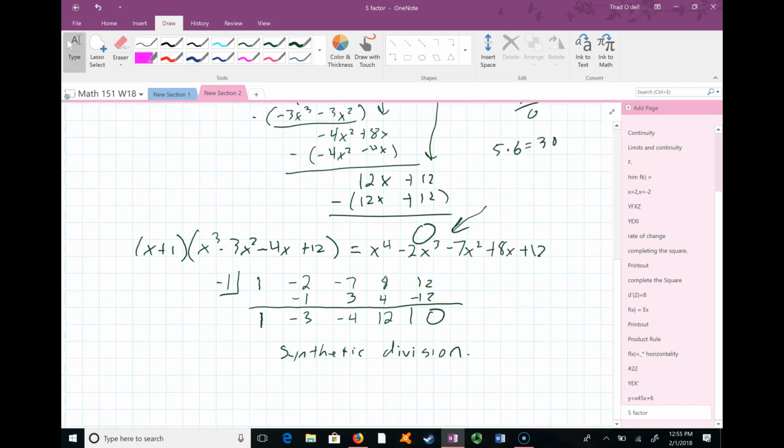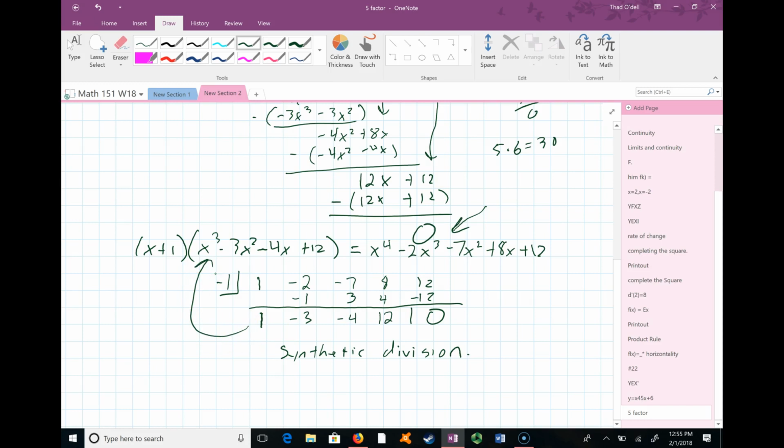So what we've done here is we've faked dividing x plus 1 into x to the 4th minus 2x cubed minus 7x squared plus 8x plus 12, and got an answer of these numbers here. What do these numbers mean? These are coefficients of a polynomial. How do I know that it connects back to x cubed? Because I divided a 4th degree polynomial by one factor, so I should be left with a 3rd degree polynomial. So again, these numbers represent that polynomial.